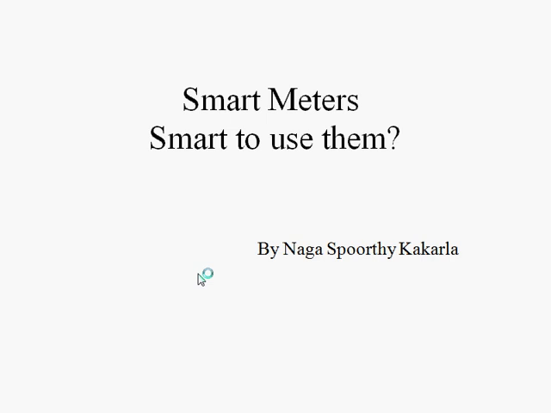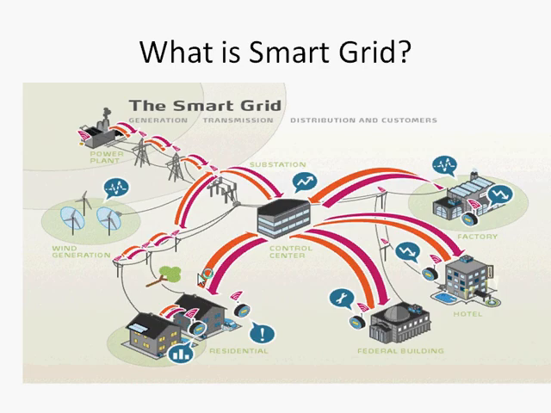My topic is smart meters, whether they are smart to use them. And what are smart meters? First, let us know what is smart grid. It is mainly used to read the usage pattern of power between the consumer and the power generation. And then the secondary usage of smart grid is to reroute power supply during power outages. And then it is also used to integrate the renewable sources like wind generation and solar generation.